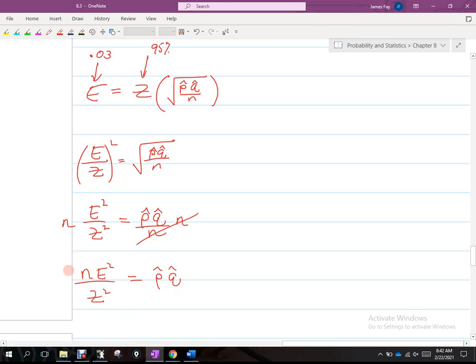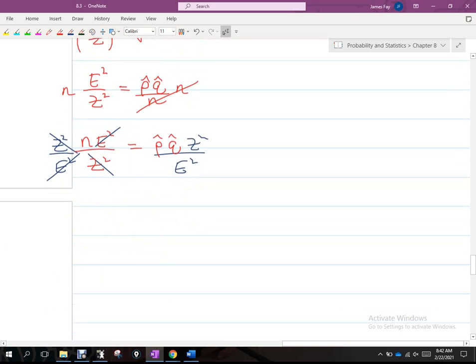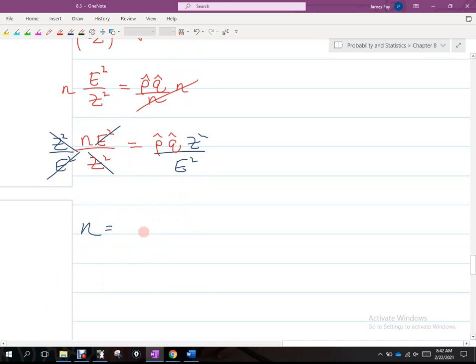And I want to isolate n, so I'm going to multiply by the reciprocal of e squared over z squared. So I'm going to multiply by that. Those should cancel. That should cancel. Come over here. I get, multiply by the same thing over here, z squared over e squared. So what that does, it produces the formula n is equal to p hat q hat times z squared over e squared. Okay? That is the formula.